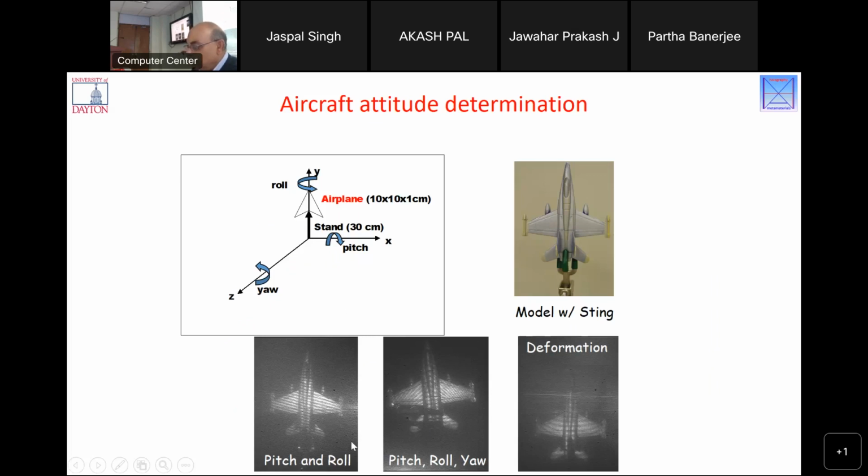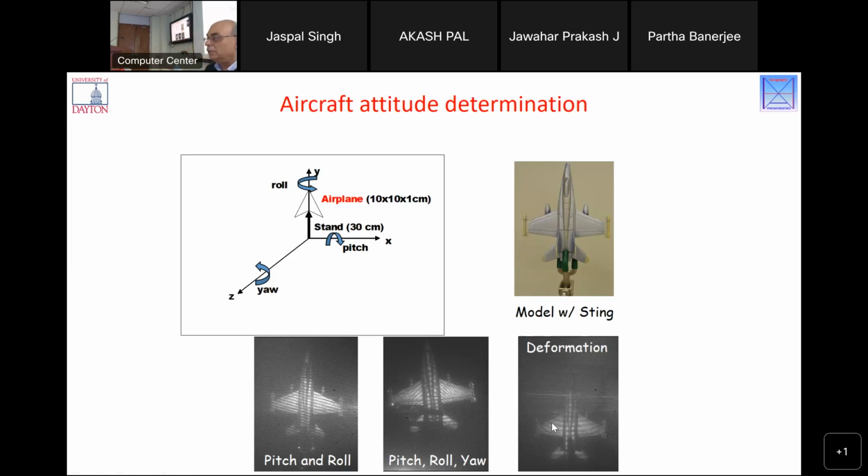On the other hand, if you have pitch, roll, and yaw, that means all three angles are changing, then you see these kinds of patterns. Again, straight lines, but straight lines with one set of angles in this direction, one set of angles in the other direction. And then if the entire airplane is deformed, how does it deform?